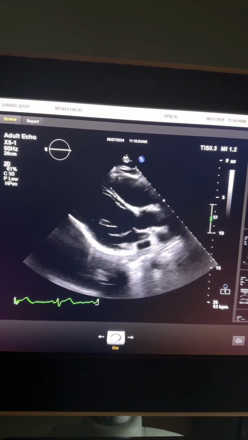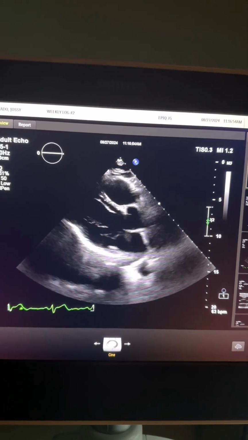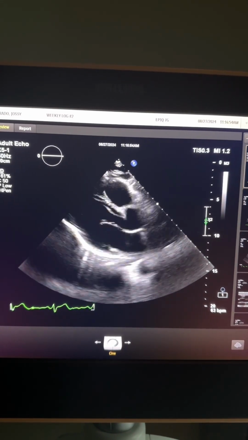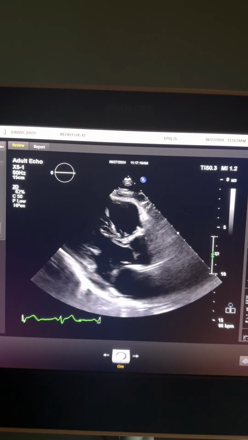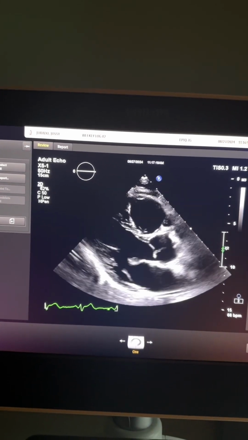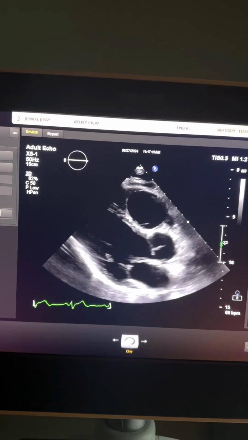Good afternoon, Miss Sade. I started off my weekly log number 2 in an increased view of the PLA. I then decreased my view to better visualize the valve's function and heart chambers.